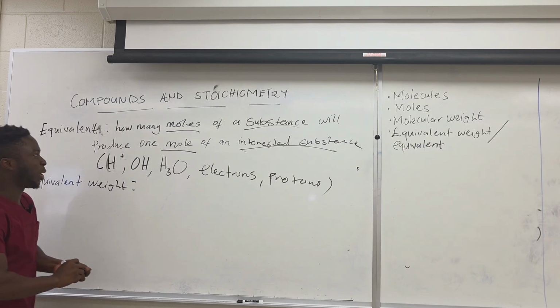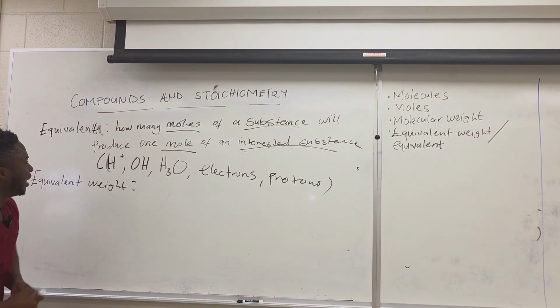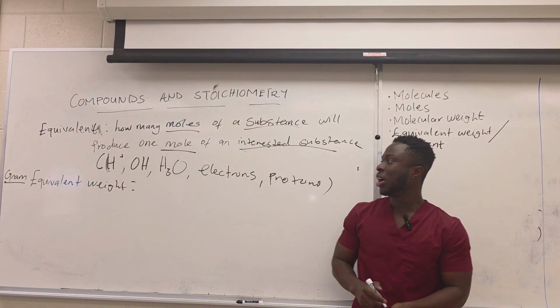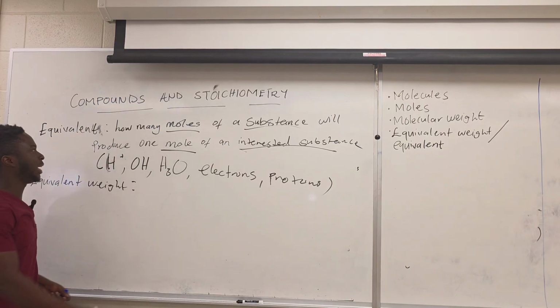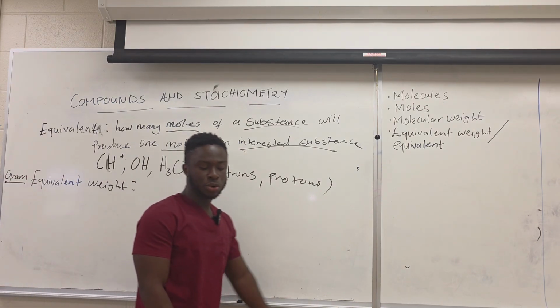So when we talk about gram equivalent weight, as we said, the equivalent is the mole to mole ratio, right? The moment we put gram here, we are limiting the measurement to the mass, right? So this equivalent has no bound. It is just a mole to mole ratio, right? If we put the gram here, we are limiting the measurements to grams. So it is how many grams of a substance that I have will produce 1 mole of a substance that I am interested in, right?